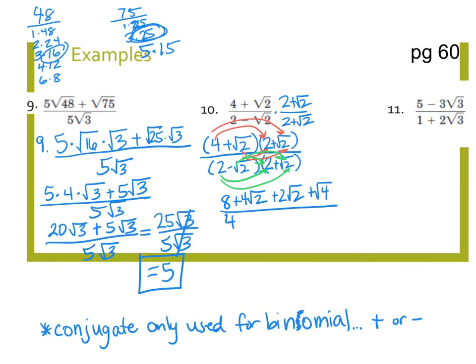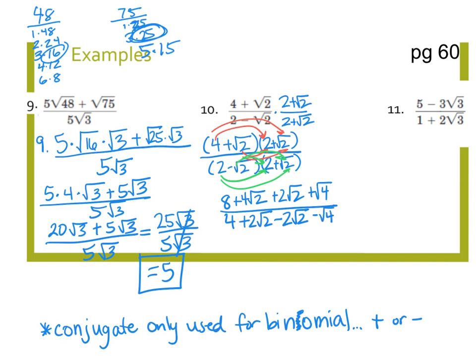2 times the square root of 2 is positive 2 square root of 2. Negative square root of 2 times 2 is negative 2 square root of 2. Negative square root of 2 times positive square root of 2 is negative square root of 4.